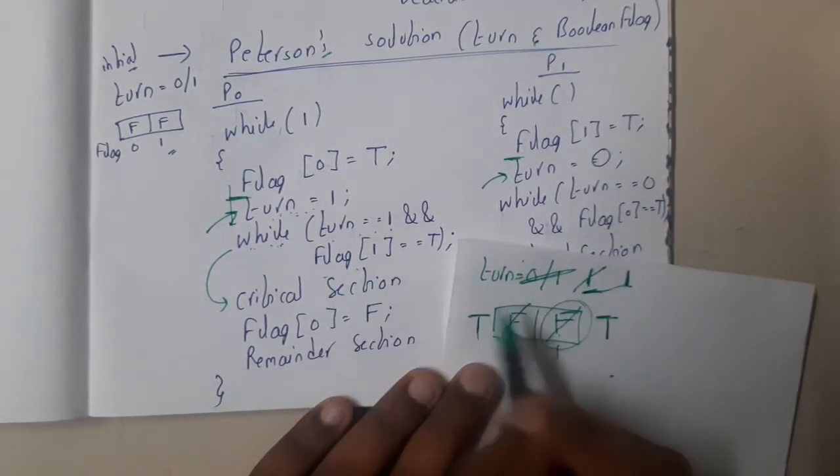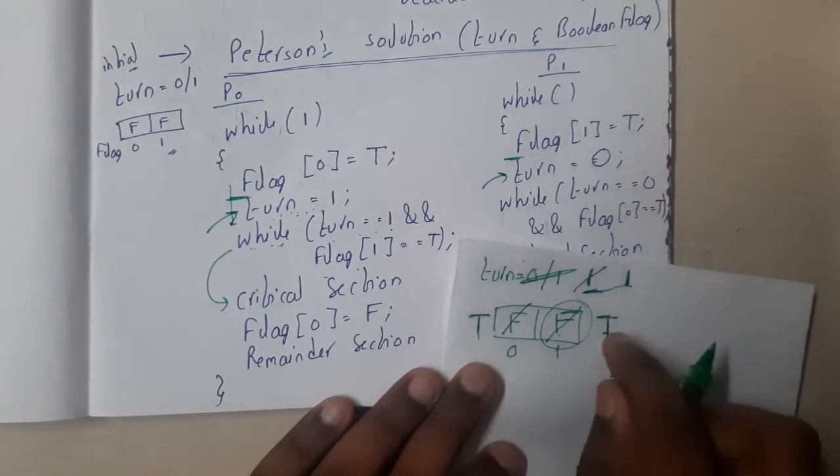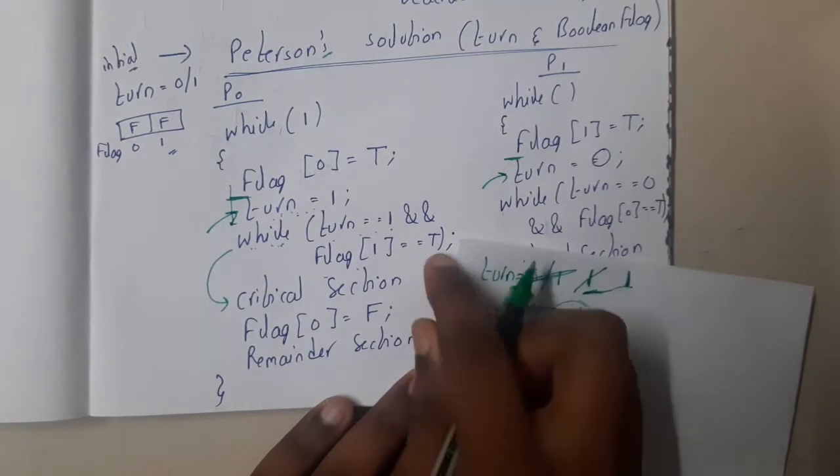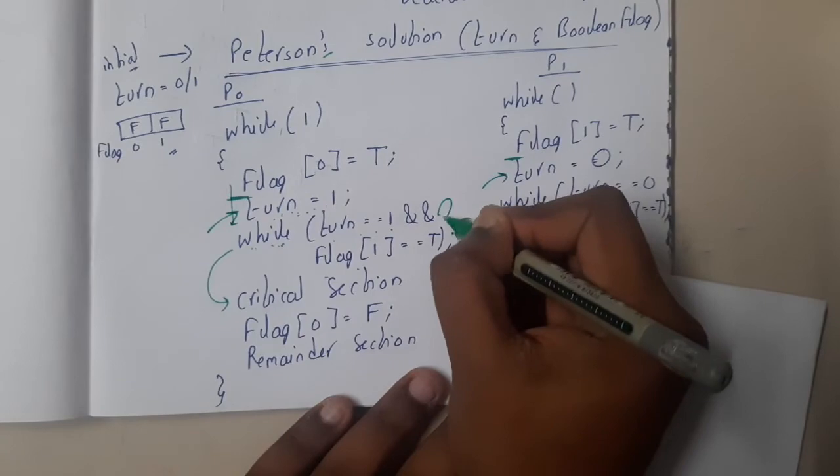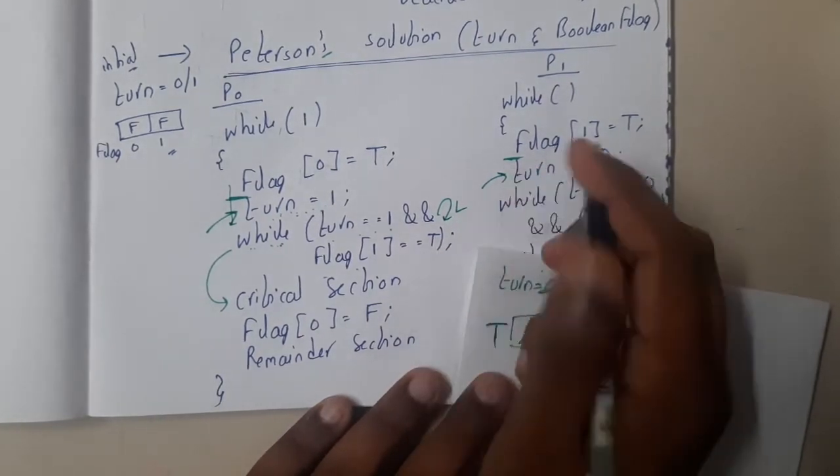And the flag of 1 is also true. Yes, both are true. So what does this mean, guys? If both are true, you cannot enter inside. So we are stuck here in the loop, right? Yes. So now let us run from here.